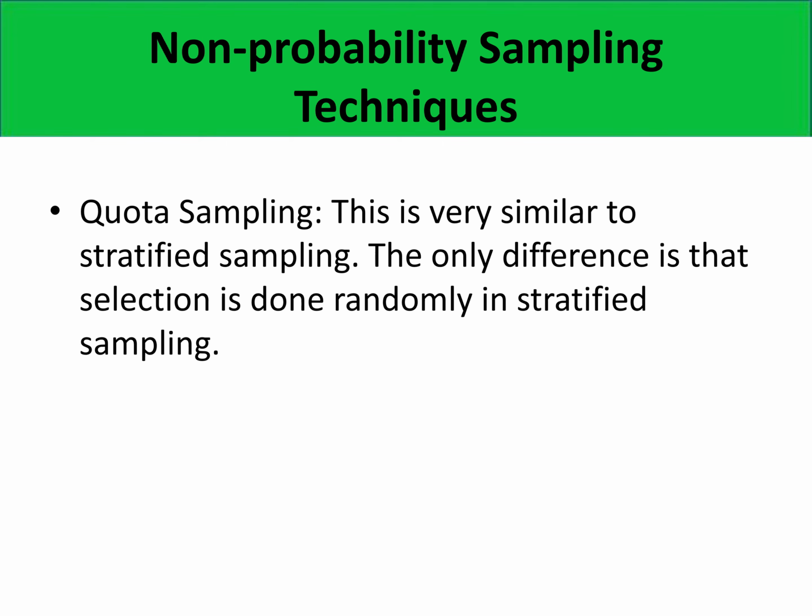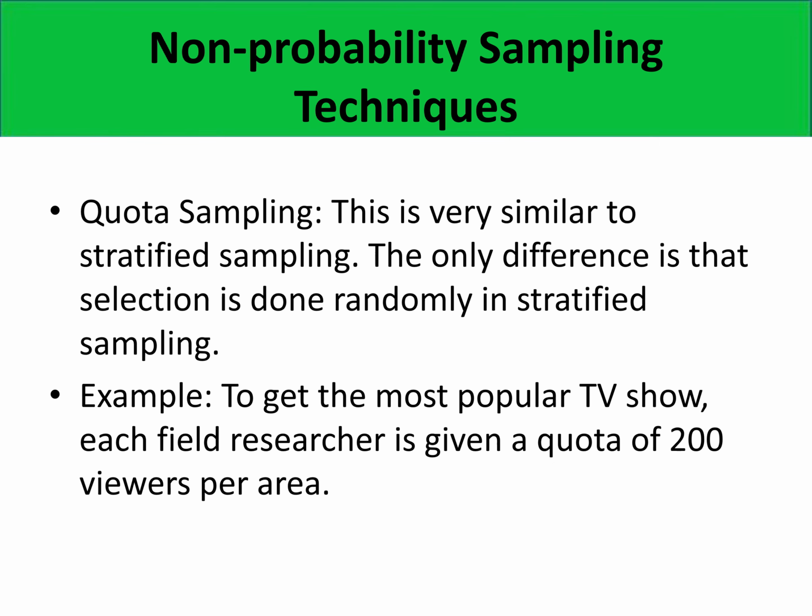The second non-probability sampling technique is quota sampling. In this method, there must be a target number of samples to be selected. This is usually applied whenever the survey determines popularity.